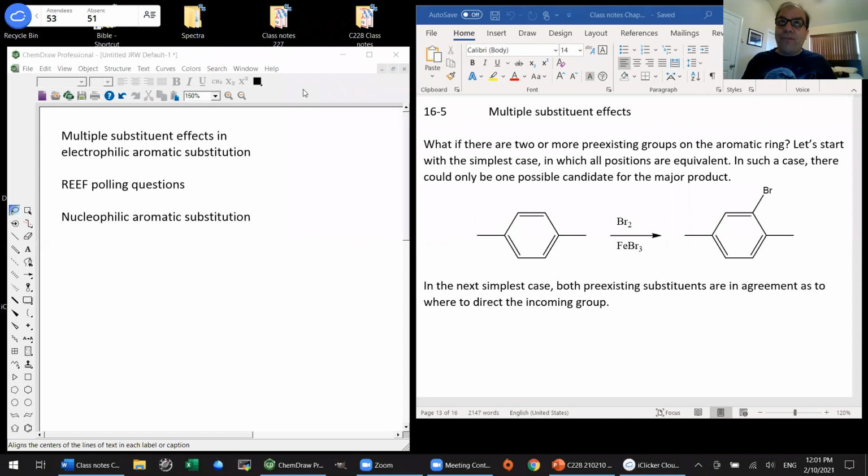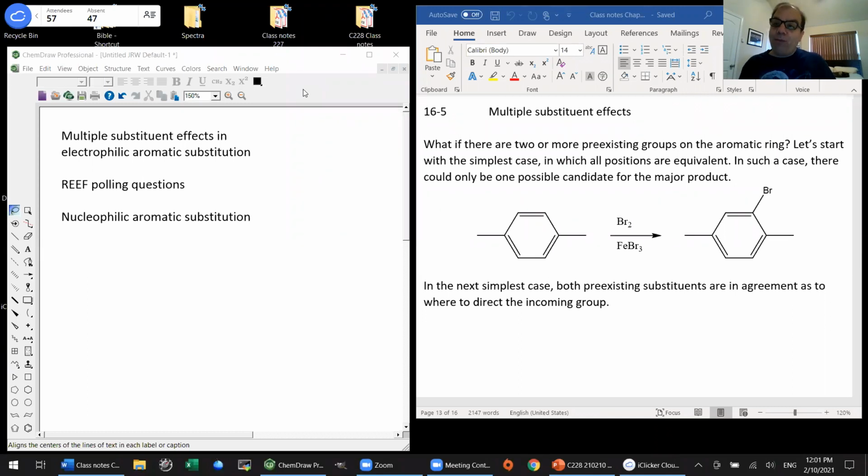Good, so we know that if there's already a group on an aromatic ring, then we need to worry about whether it's activating or deactivating, which is almost a one-to-one correspondence with whether it's ortho-para directing or meta directing, respectively. Again, the only weird one is that one in the middle, which is halogens. Those are deactivating because they're electronegative, but ortho-para directing because they are able to donate electron density by resonance due to those lone pairs.